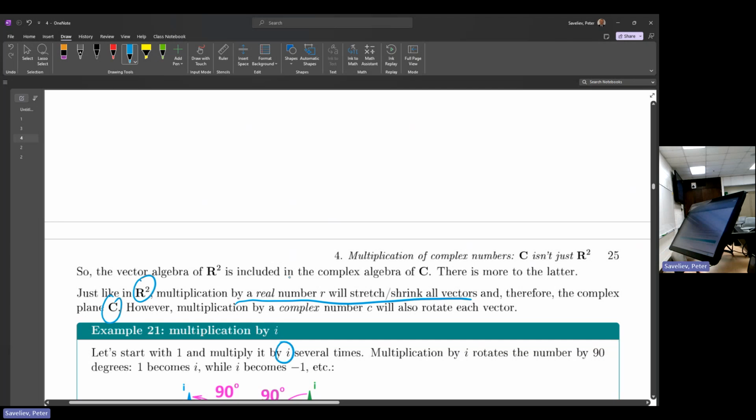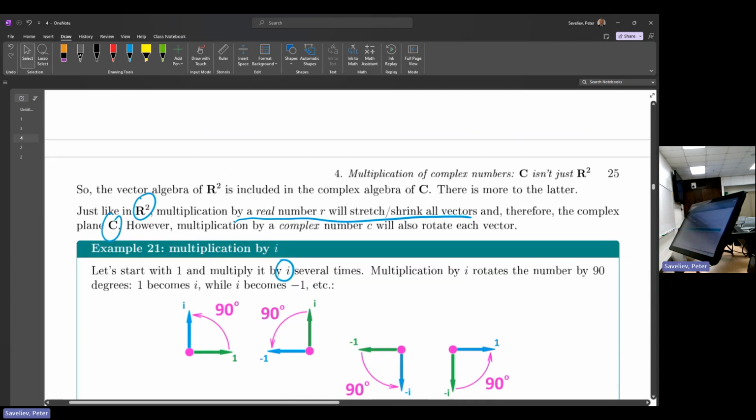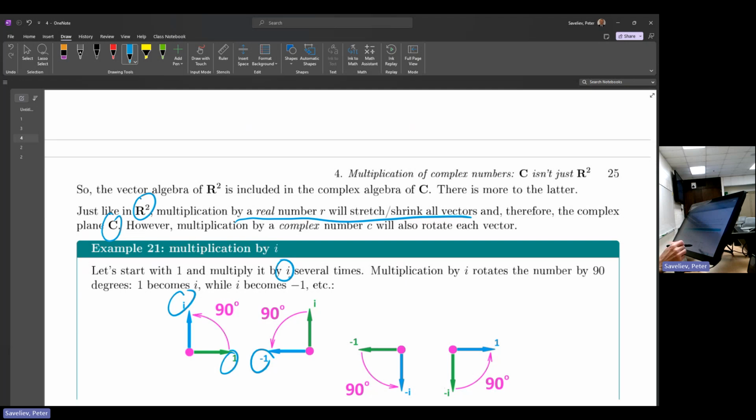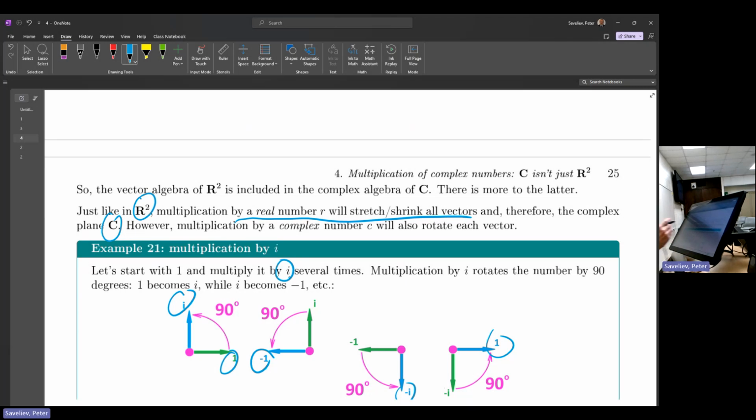Okay, so it does something to the plane. If we look at it, what happens? I start with 1, multiply by i. This is i. I multiply by i one more time, and I have -1. I multiply by i one more time, I have -i. Multiply by i one more time, and I'm back to 1, since -i times i is 1. So I carried out 4 multiplications.